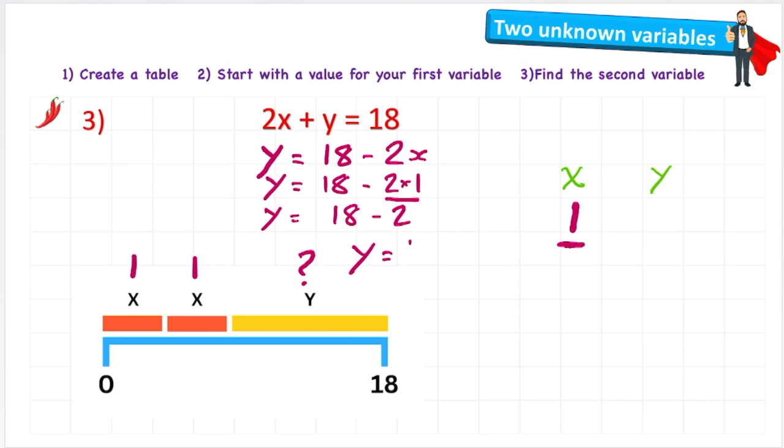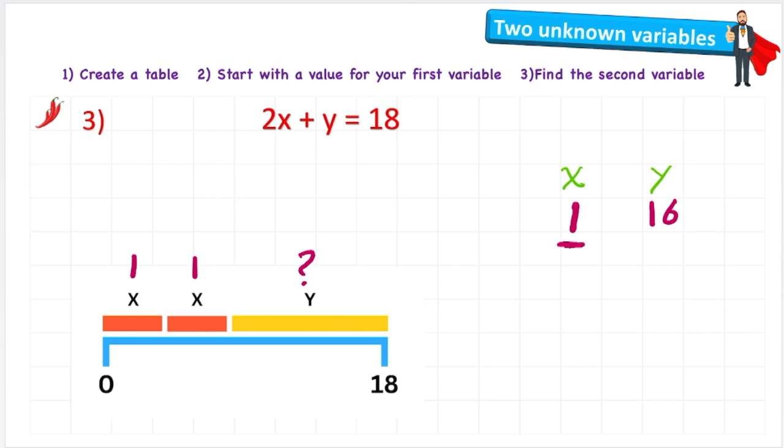So if x is 1, y would need to be 16. Let's check that by replacing this question mark with our 16 and add them all together, and make sure we get 18. 1 and 1 is 2, plus 16 is 18. Correct. Okay, let's do another one. And let's go out of sequence a little bit. Let's say that x has a value of 3. What is y? So we're saying that this x is 3, this x is 3, but we don't know y.